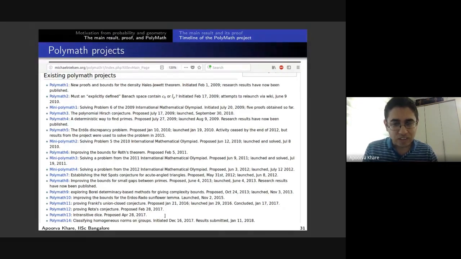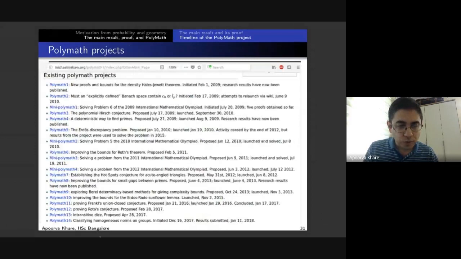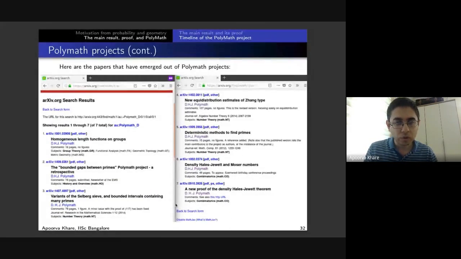So you see, not all the Polymath problems have been solved. For example, even Polymath 12 and 13 are proposed but not solved. See, Polymath classified this as results submitted January 11. So this was one of the few successes. Some of them were concluded without success and so on. So there are 14 Polymath problems, but only 7 papers. And even out of the 7 papers, 2 or 3 of them are about the first Polymath problem, which is about the twin primes conjecture and Zhang-type results.